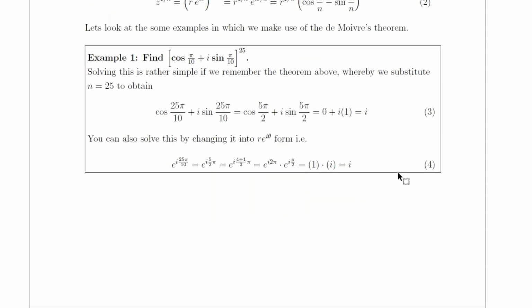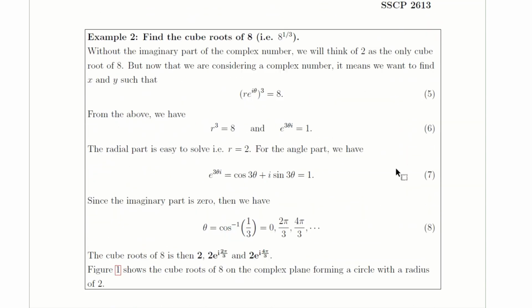Now let's go to example number 2. We'll scroll down a little bit, and here we are in example number 2, where they want you to find the cube roots of 8. That is, you want to take this expression. If you press this into the calculator, it will give you an answer equal to 2. But when you consider the imaginary parts, you will see that there are two more answers to it. There are two more roots.